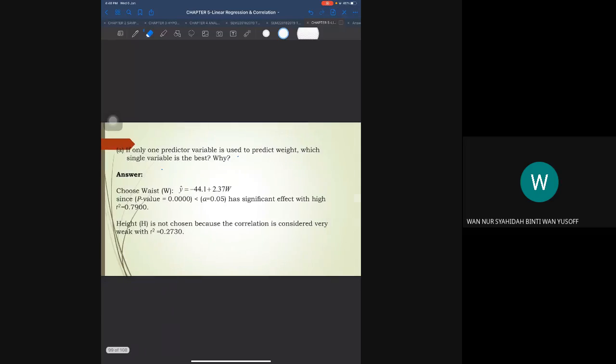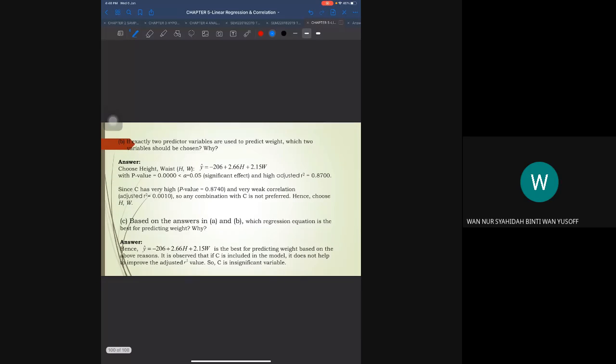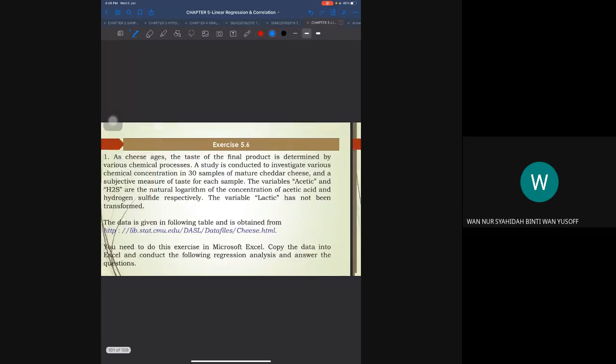And then the next question: if only one predictor variable is used to predict the weight, which single variable is the best? If you have this kind of question, then you have to do it one by one. First determine for the single predictor variable, and the next question for the two predictor variables, and then based on your answers in A and B, which one is the best one? Sometimes you could have this kind of question.